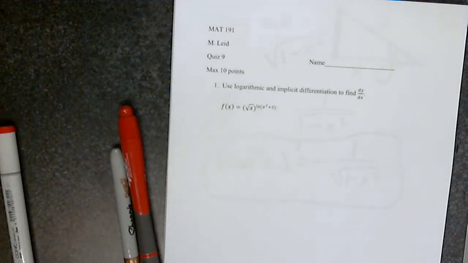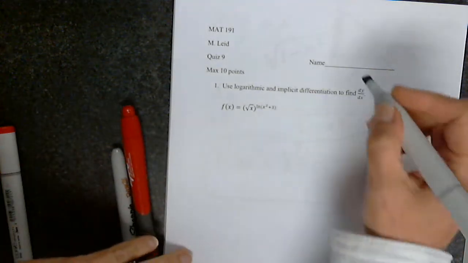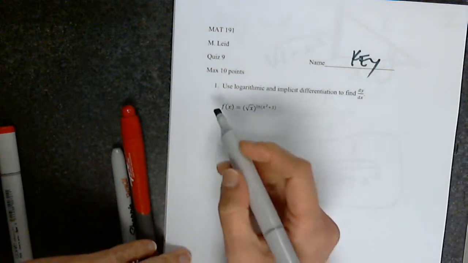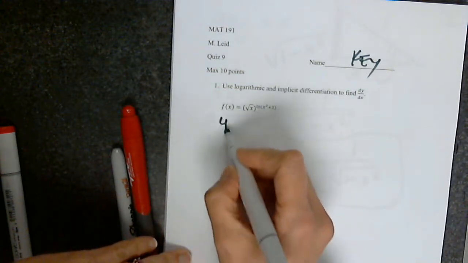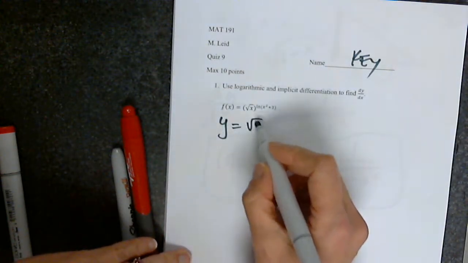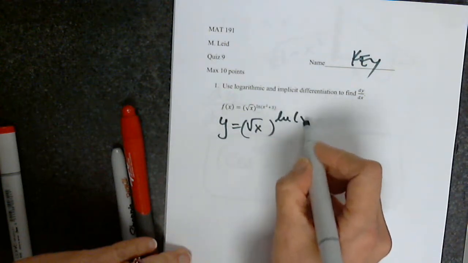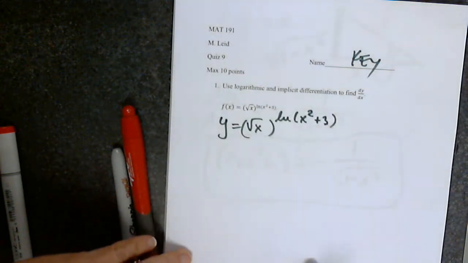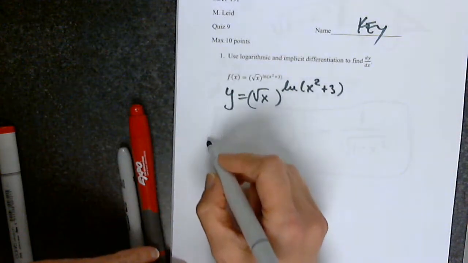It's the product rule. If I don't see a sum, it makes no sense, right? So we apply natural log as you did. I would denote this by y, the square root of x raised to natural log of x squared plus 3. Yes, I have to apply natural log.